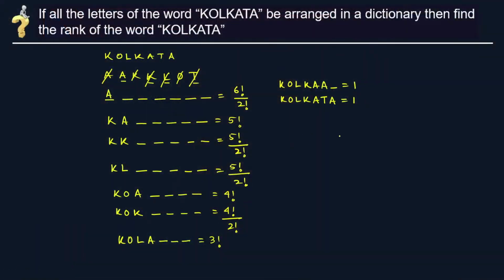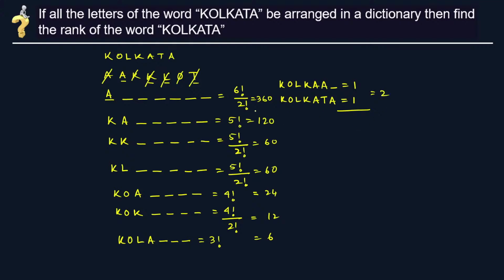Okay. So the rank of the word Kolkata will be factorial 6, that is 720 divided by 2, that gives us 360. Factorial 5 is 120. This is coming to 60. This is coming to 60. This is coming to 24. This is again 12. This is 6. And this is 2. 1 plus 1 is 2.